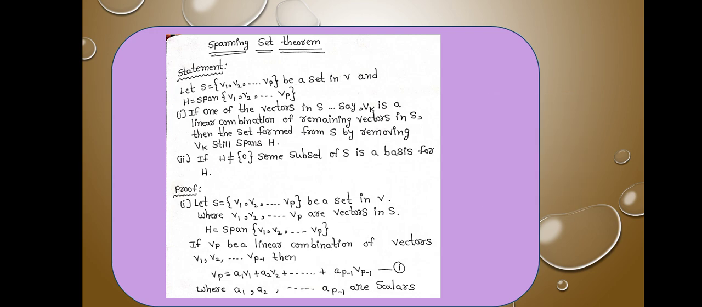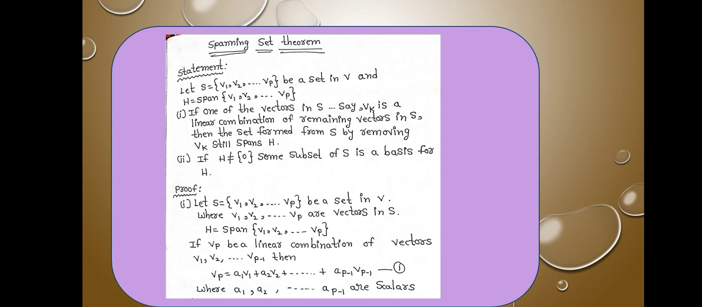Spanning set theorem. First, let's read the statement. Let S be equal to v1, v2, up to vp. Here we took the set S equal to v1, v2, up to vp. We wrote all the vectors in a set S, a set in V. Here V means vector space. In a vector space, we have a set of vectors v1, v2, up to vp, and H is equal to span of v1, v2, v3, up to vp, meaning a linear combination of v1, v2, up to vp gives a vector space, which is represented by H.